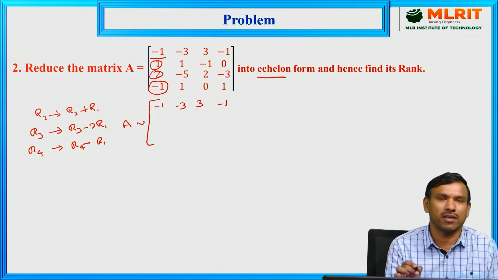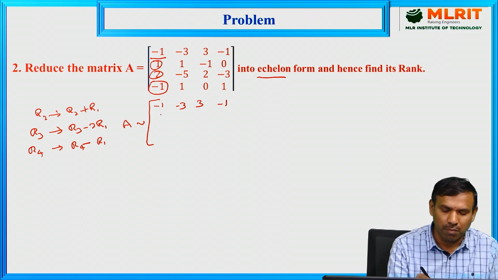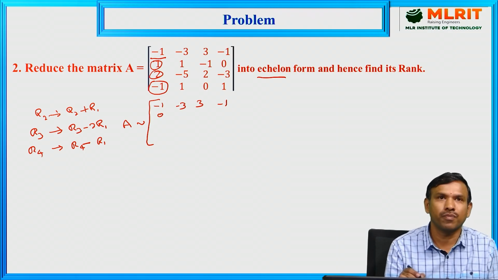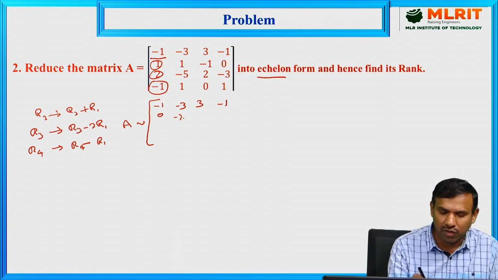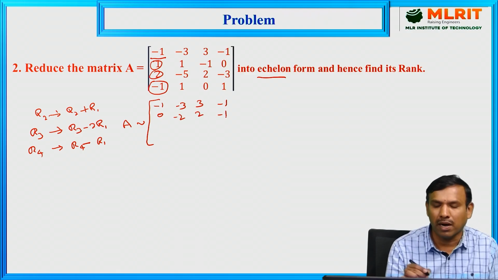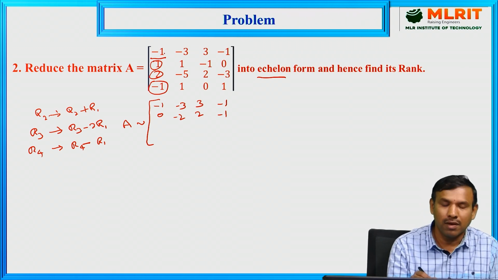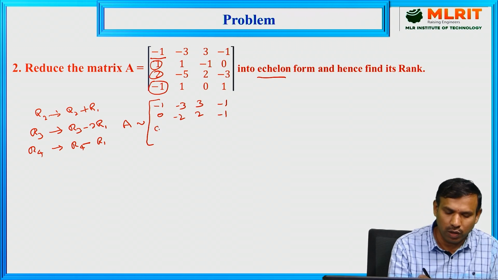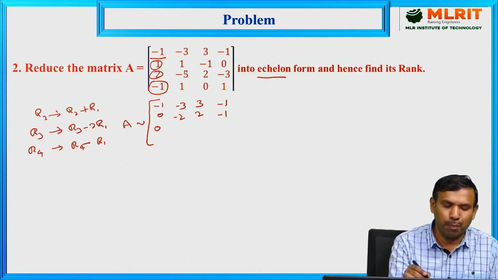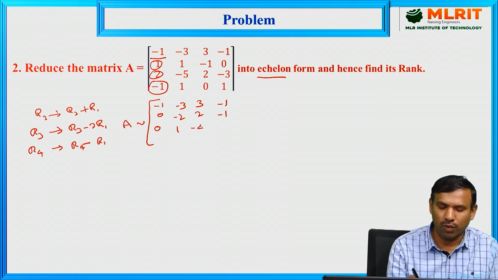That should be constant. Now R2 plus R1. Minus 1 plus 1, 0. Right? 1 minus 3, minus 2. Minus 1 plus 3, 2. 0 minus 1, minus 1. Right? R3 minus 2R1. 2 minus 2, 0. Minus 5 plus 6, 1. 2 minus 6, minus 4. Minus 3 plus 2, that is minus 1.